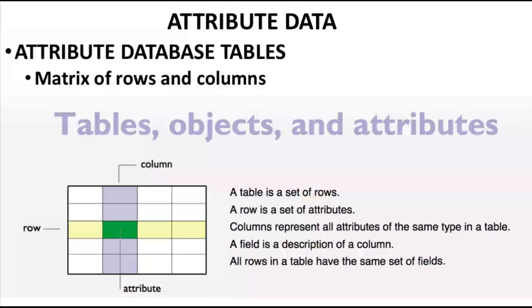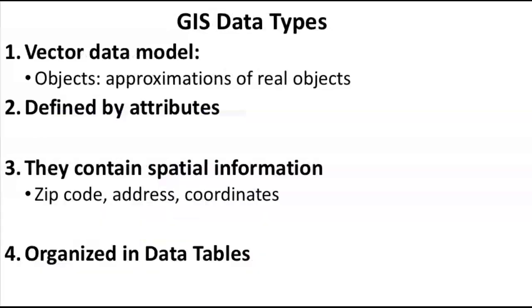Now, as part of the data that we put inside the attribute table, we know that vector data organizes objects into discrete approximations of real-world objects, and these are defined by their attributes. Part of the information that the attributes contain is also spatial information. Whenever we are geocoding, it will be very important for us to have some type of spatial information that can be a zip code, an address, coordinate, or other identifiable information.